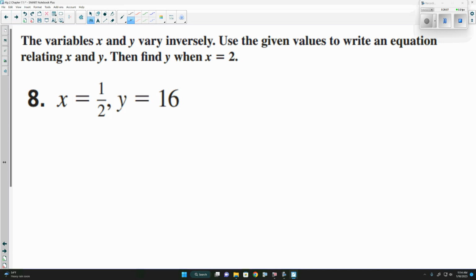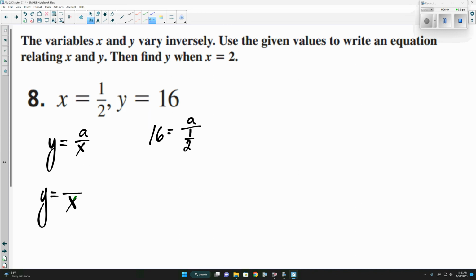Let's look at this last one here. This one's not really any different, but we do have a fraction. It doesn't change the process because we know y and x vary inversely, and we want to find the equation first. So y is equal to a over x, so we want to find the value of a first. And then we want to find the value of y from the given x value. Now they tell us y is 16 when x is 1/2. So we need to find a.